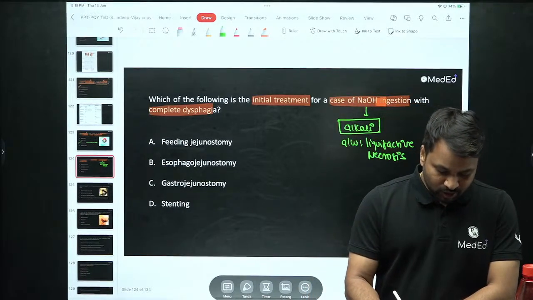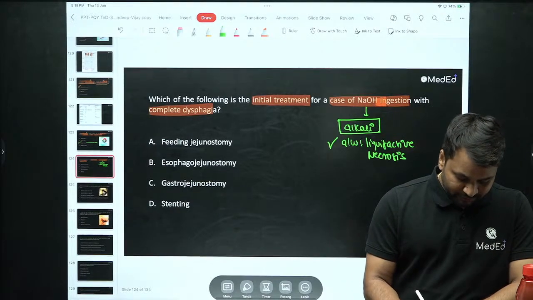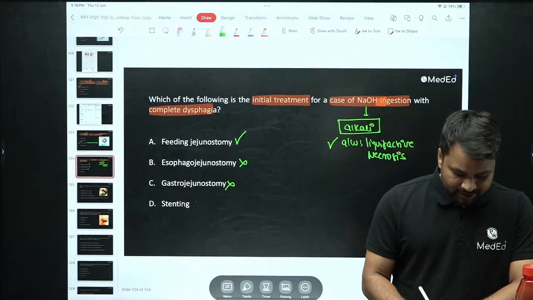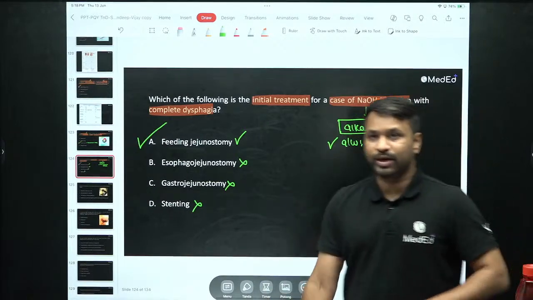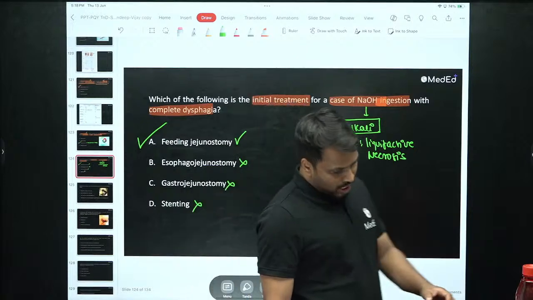Now, because it will cause more damage and I cannot feed the patient, I have to go with feeding jejunostomy. Esophagojejunostomy does not work. Gastrojejunostomy won't work. Stenting won't work. So, here the answer is going to be feeding jejunostomy. I want this kid to be fed well.